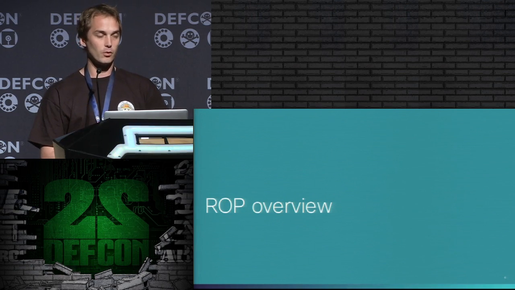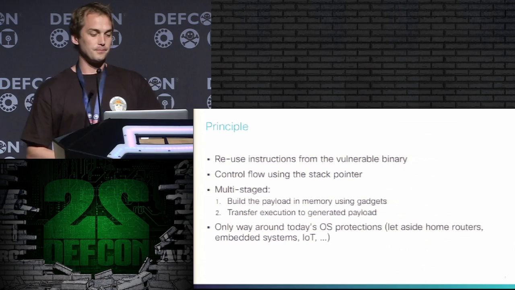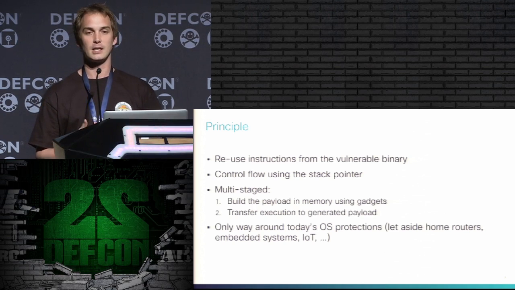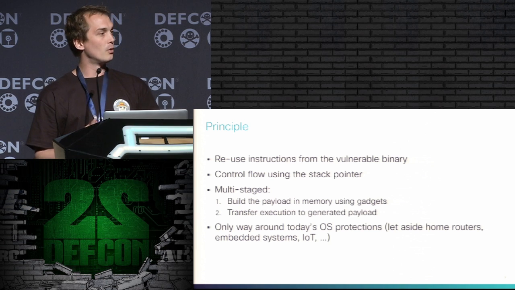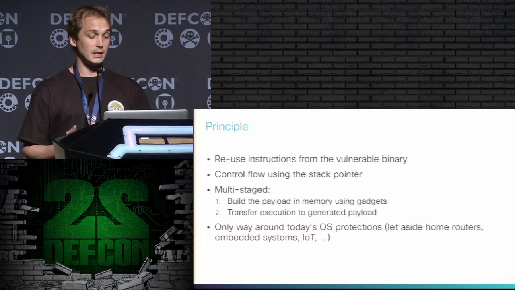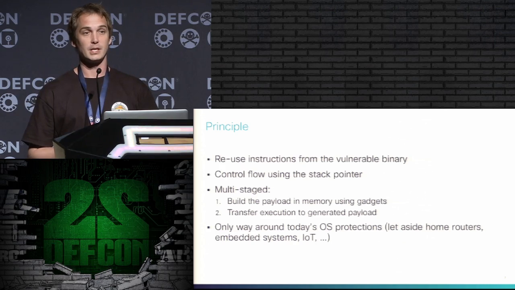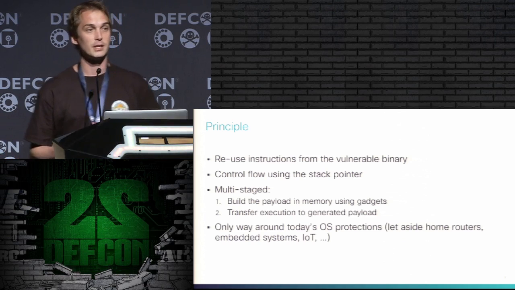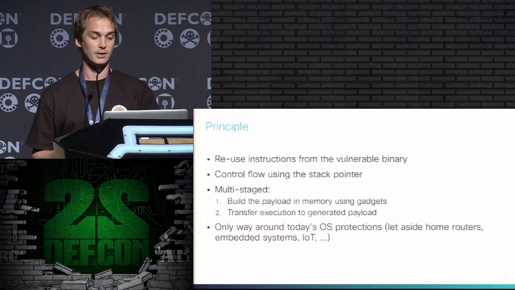So coming back to my ROP overview, we know that we want to reuse instructions from the target binary in order to bypass ASLR and XOR W. Why we use ROP is just that we don't have a choice. The memory protections have got much better, we can't do without it, and so we use it. The level of complexity is much higher, so if we could avoid it, it would be nice, but we can't.